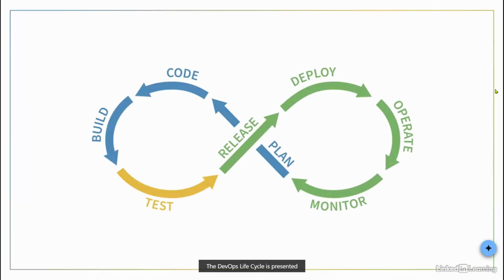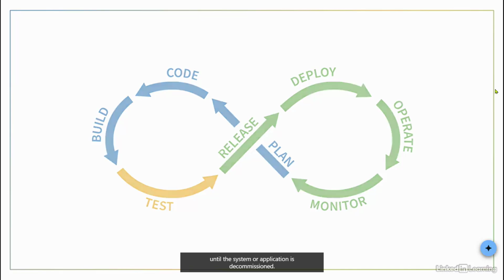The DevOps lifecycle is presented as an infinity symbol because the cycle is continuous. Each step is repeated in order until the system or application is decommissioned. The loop is divided into 2 groups, with the first group representing the development stages of the cycle and the second group representing the operational stages.